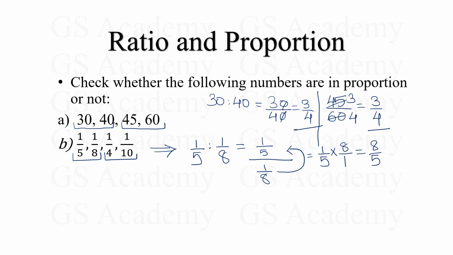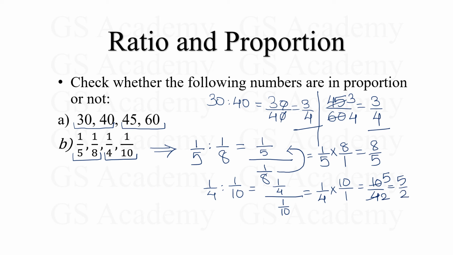Now let's see the second ratio. 1 upon 4 is to 1 upon 10, which is equals to 1 upon 4 the whole upon 1 upon 10. That is equals to 1 upon 4 will remain as it is. 1 upon 10 will become 10 upon 1. That is equals to 10 upon 4. So while reducing, this will become 5 by 2. Now if you just check, the first ratio's value is 8 upon 5 and the second ratio's value is 5 upon 2. So that means these numbers are not proportion.